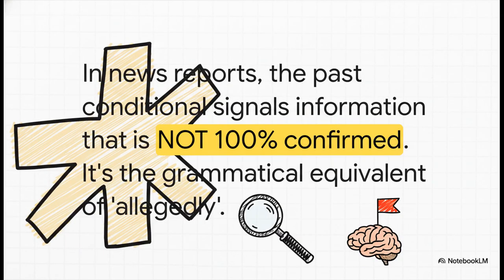So here's the big takeaway. The pro tip you need to remember. Whenever you see the past conditional used in a news story, your brain should immediately translate that to "allegedly" or "reportedly." Think of it like a big grammatical asterisk that means, hey, this is not 100% confirmed. Seriously, once you know this, it will completely change the way you understand Portuguese news.